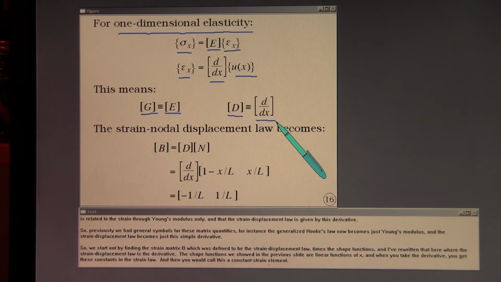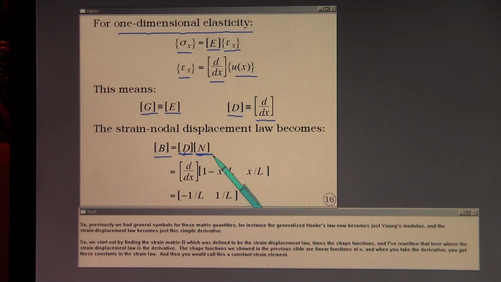So we start out by finding the strain matrix B, which was defined to be the strain displacement law times the shape functions. And I've rewritten that here, where the strain displacement law is the derivative. The shape functions we showed in the previous slide are linear functions of x. And when you take the derivative, you get these constants in the strain law. And then you would call this a constant strain element.